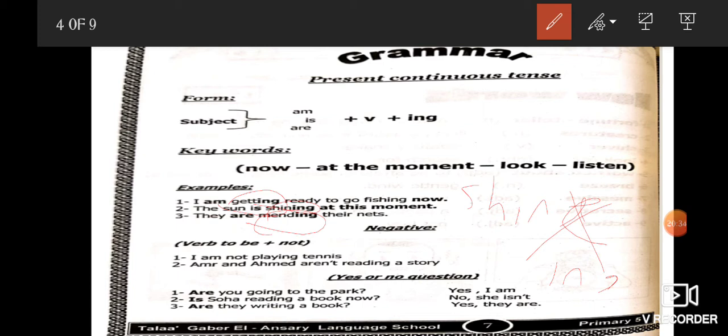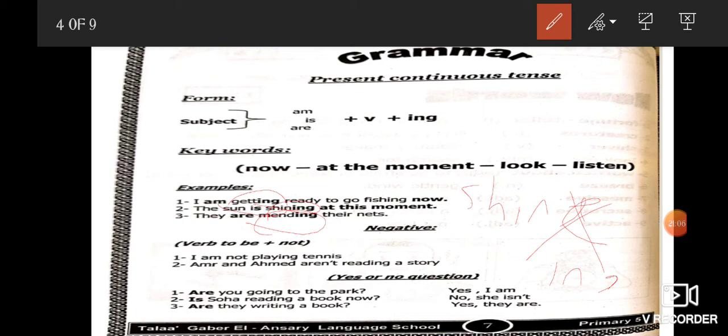Okay? Are they writing a book? Yes, they are. If you see in the answers here, when I am answering with yes, I write yes and then comma and make a cross between the helping verb and the subject. Like are you, I make a cross, so it became I am. Are they, and so it became they are. Okay, do you understand? I am making a cross in the answer and in the question.